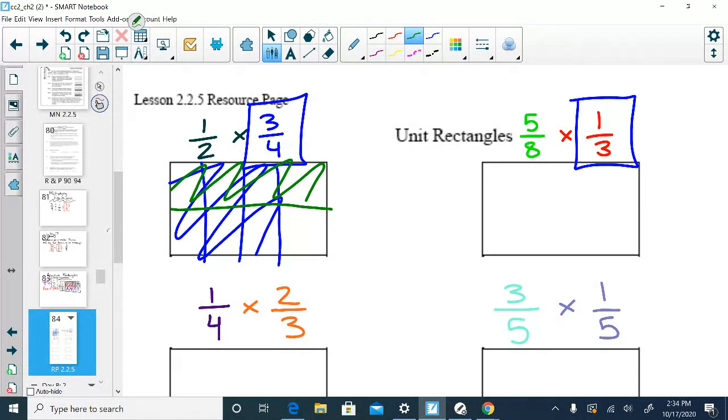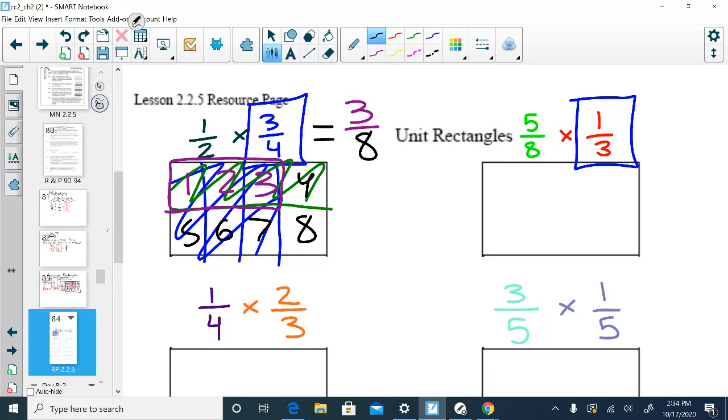And once again, we're looking for where our colors overlap. So that's going to be right here, these three pieces. 1, 2, 3, out of a total of 4, 5, 6, 7, 8 pieces. So our fraction would be, once again, 3 over our total 8.